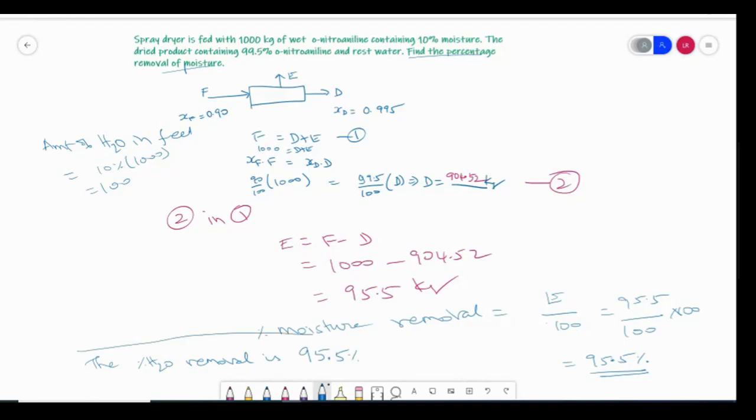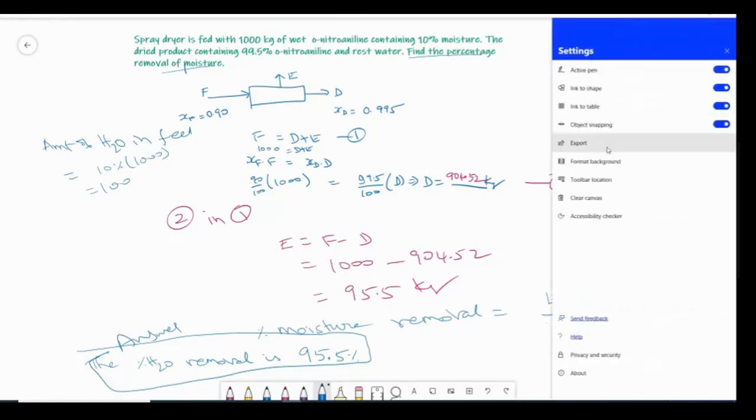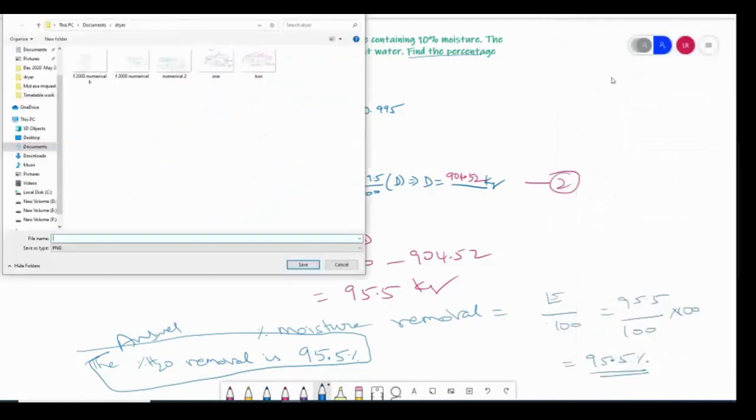So that is our answer. Okay. So these are some simple problems. We'll move on to double stage ones.